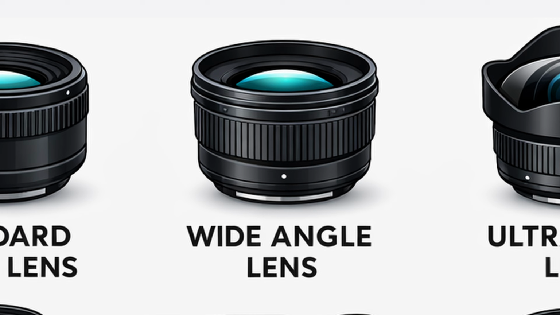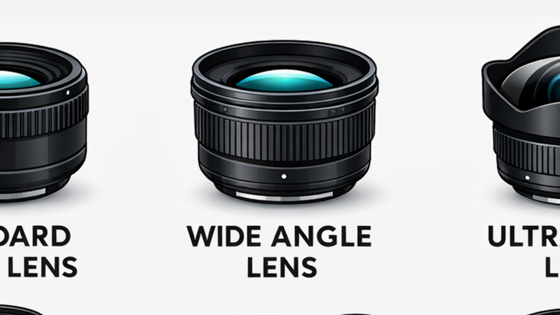Standard prime lens. A prime lens has one fixed focal length and cannot zoom. That single constraint turns out to be one of its greatest strengths. Without a zoom mechanism inside, manufacturers can focus entirely on optical quality, and the result is usually a sharper, faster lens than a zoom at the same price point.